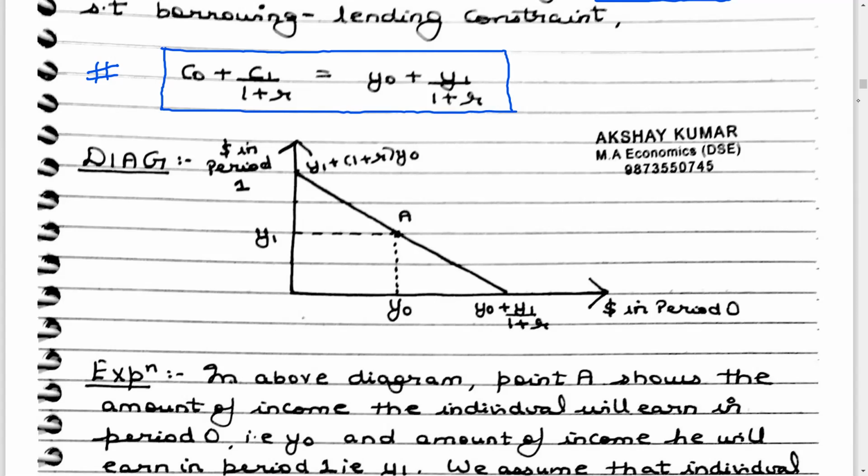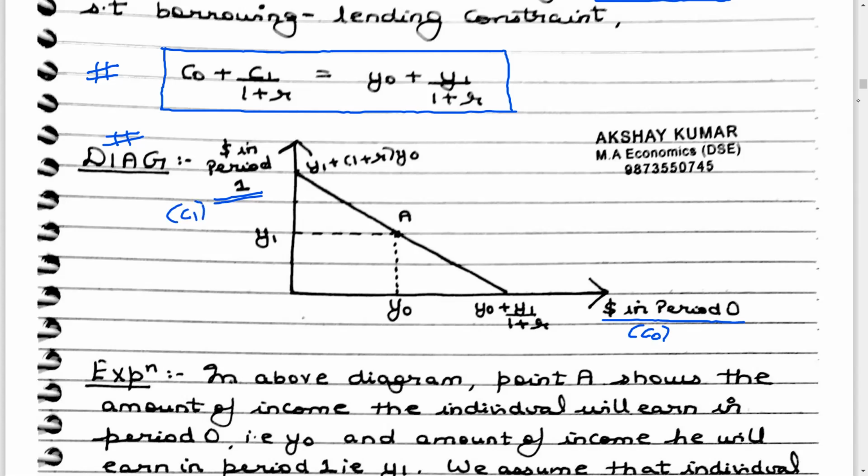Now all of you can look at the diagram and see how we have plotted the budget constraint. You can clearly see dollars in period 0 on the horizontal axis, dollars in period 1 on the vertical axis. That means on the horizontal axis we are measuring C0, and on the vertical axis we are measuring C1.